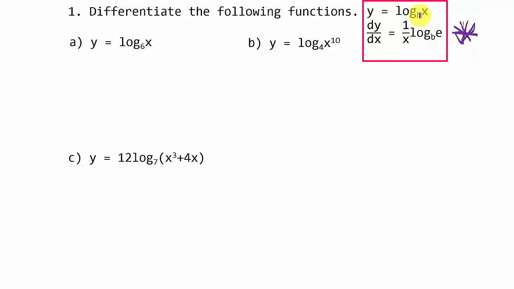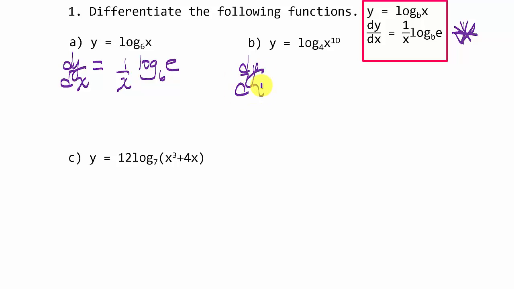Let's use this knowledge to find the derivative of these functions. dy/dx is equal to 1 over x, I'm just following this format, log base 6 of e. Done. Here, dy/dx is equal to, still following the pattern, instead of 1 over x in our derivative, we're going to have 1 over x to the power of 10 times log base 4, in our case, of e.